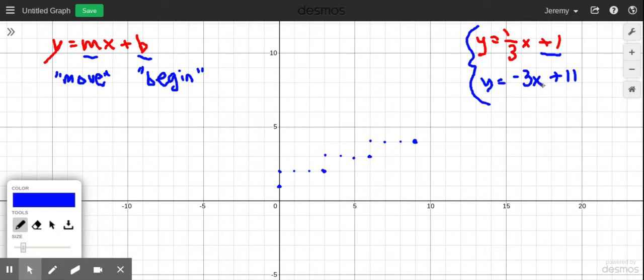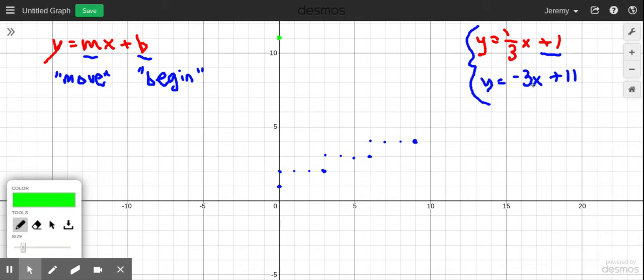Now let's think about my other equation, y equals negative 3x plus 11. I probably should have done that one in blue, but we'll go ahead and go to green for that one. I'm going to start with positive 11 as my beginning point, my y-intercept. And then I'm going to move based on the number negative 3.